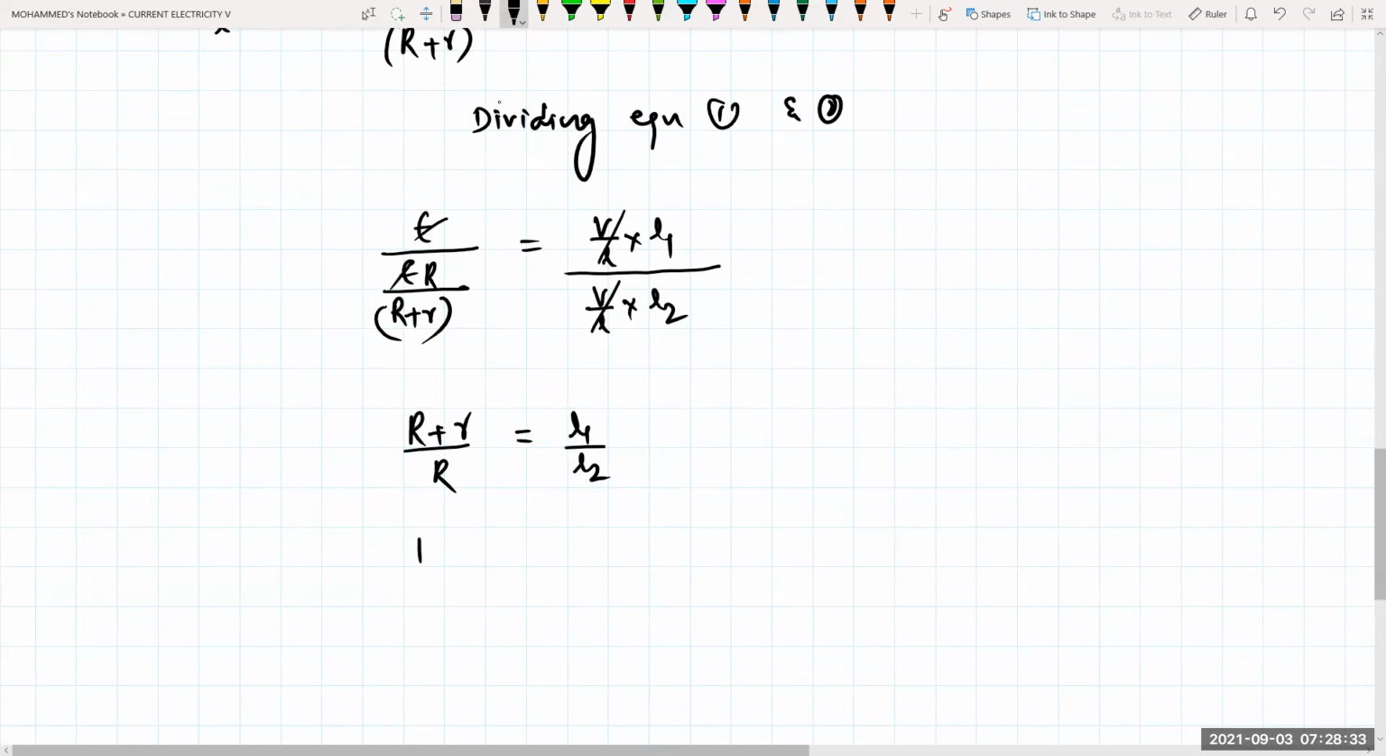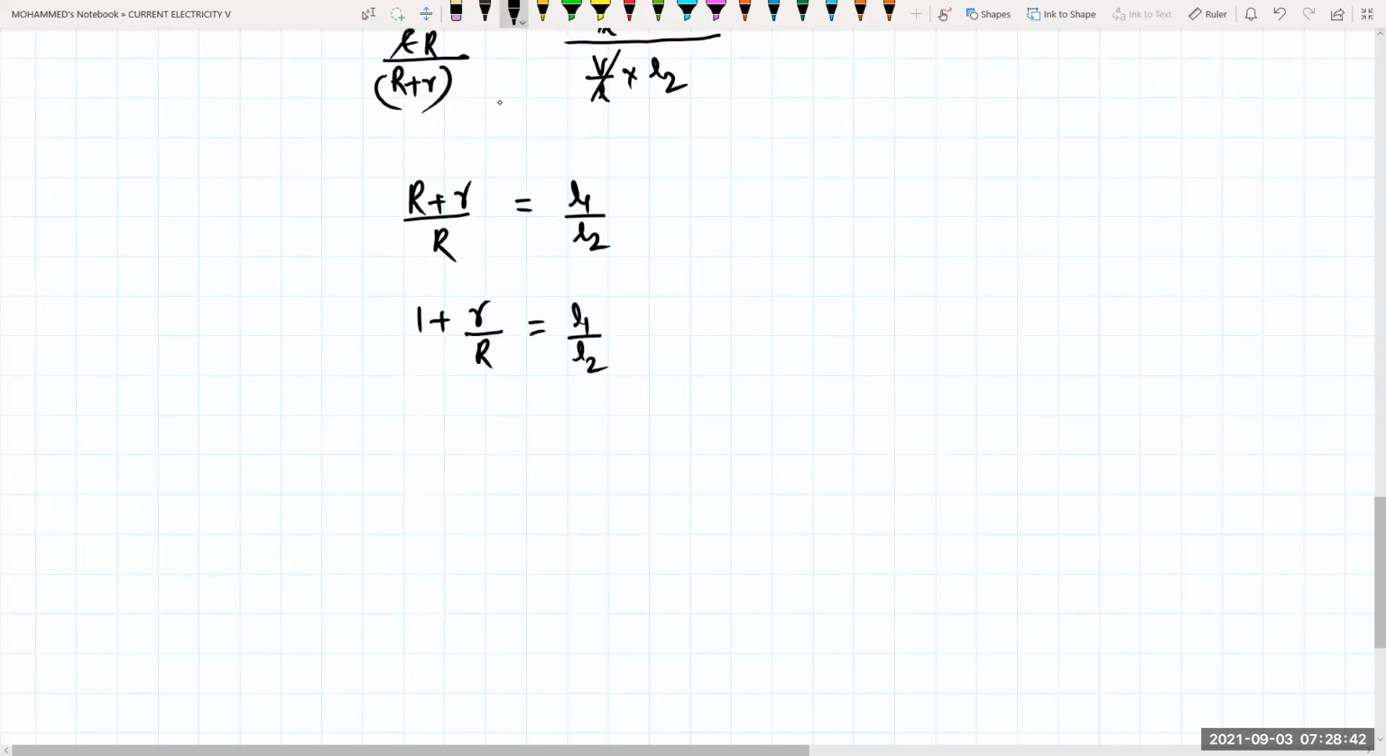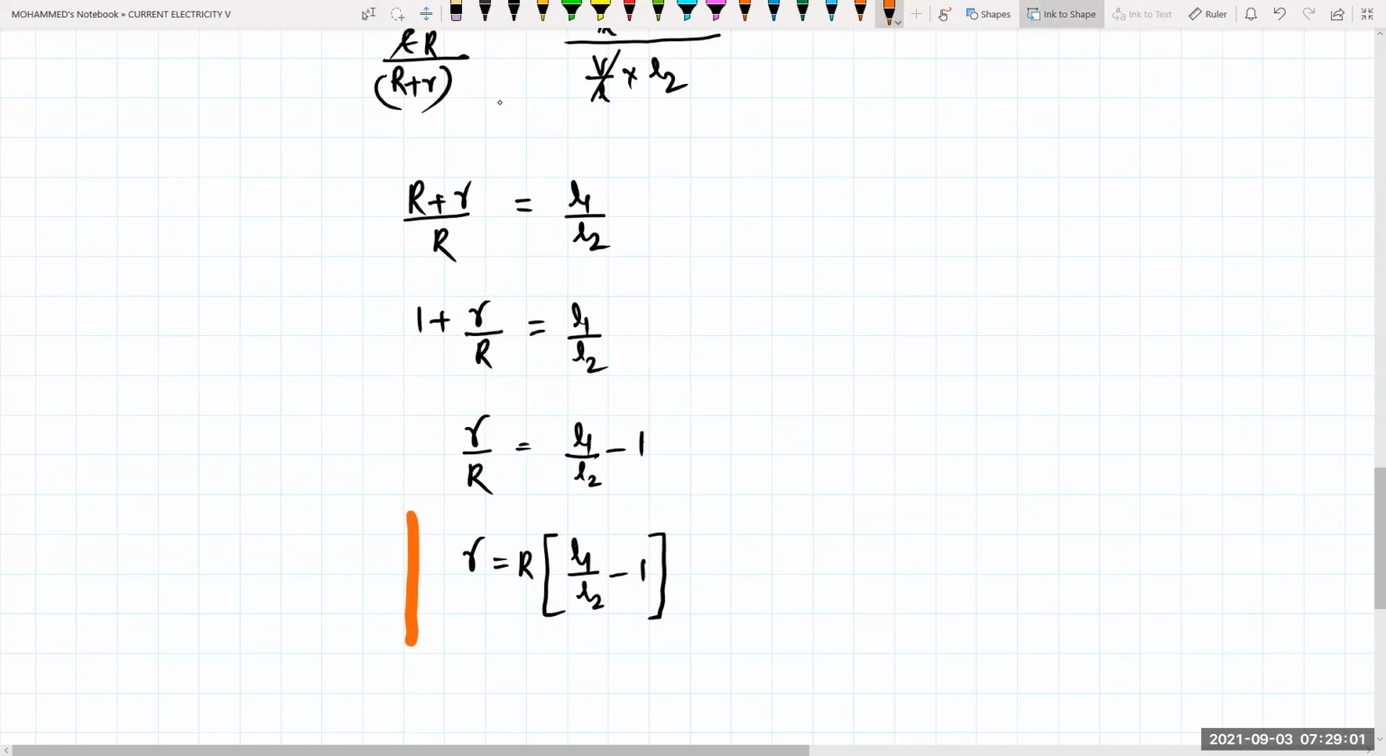So I can write 1 plus small r divided by capital R is equal to L1 divided by L2, because I need the internal resistance. So small r divided by capital R will be equal to L1 divided by L2 minus 1. So small r will be capital R into L1 divided by L2 minus 1. This is our formula to calculate the internal resistance of the cell. Clear for everyone?